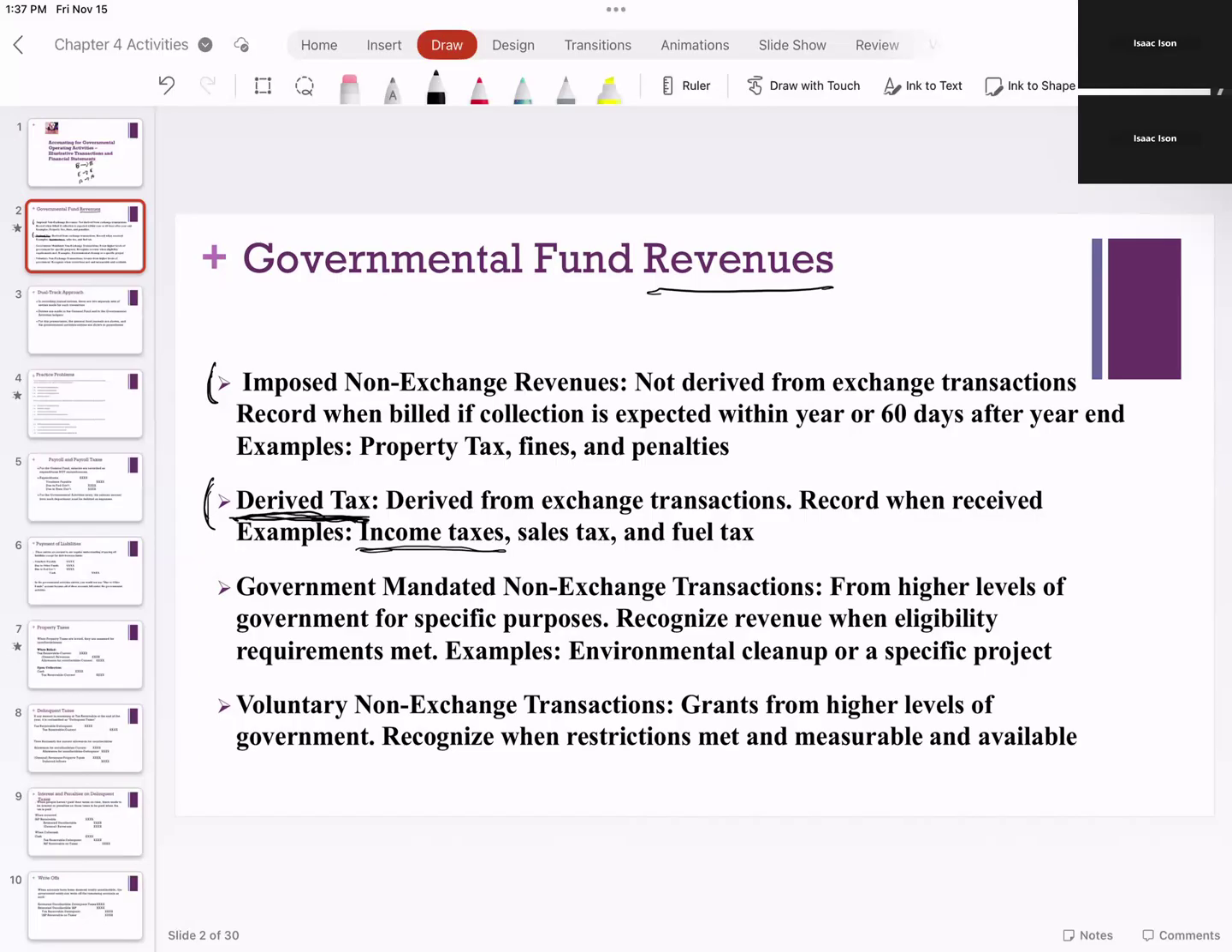Okay. Imposed, on the other hand, they're not derived from an underlying transaction. Instead, I guess in the case of property taxes, you already own the property and, I mean, all taxes are imposed, right? And then taxes, it's a non-exchange transaction. You're not giving up the tax and expecting something of equal value in return, right?